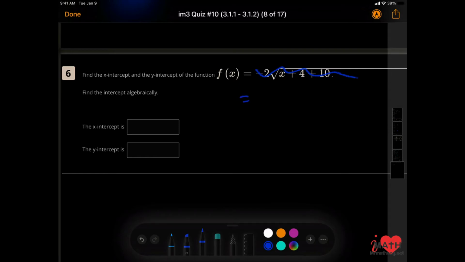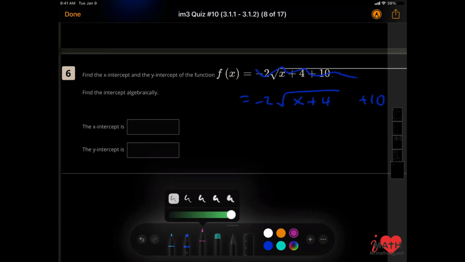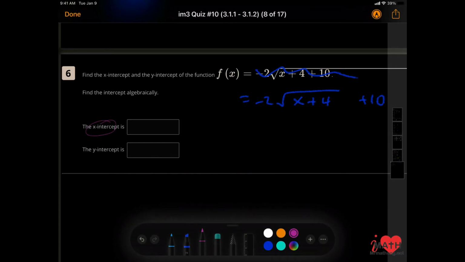The question is y equals -2 times the square root of x plus 4, and that 10 is there outside the radical sign. Okay, so the first thing we need to do is find the x-intercept. For an x-intercept, you are making y equal to 0. So let's go ahead and do that.